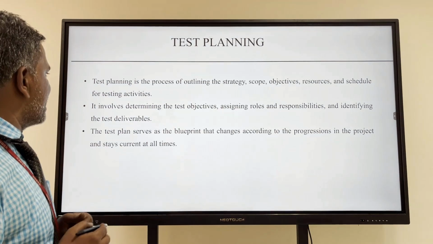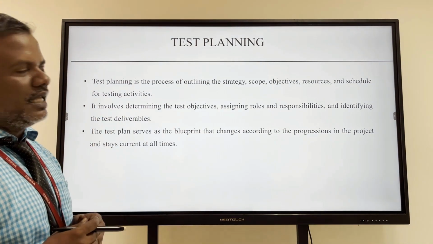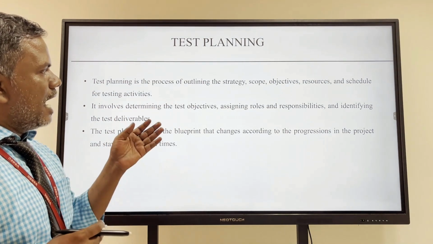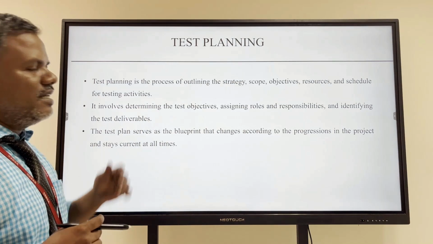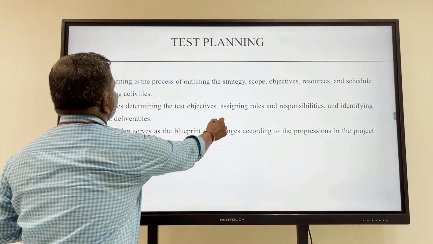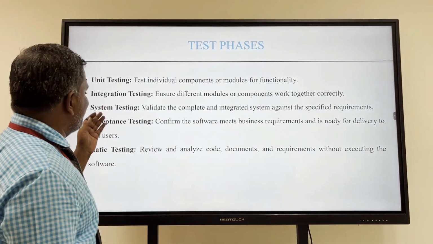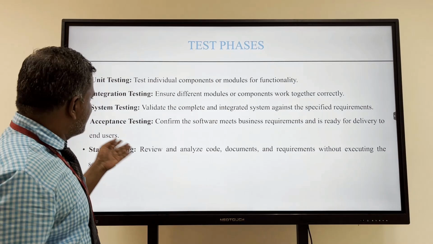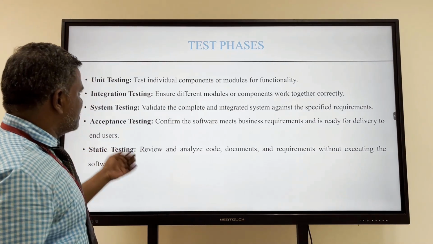Test planning. Test planning is the process of outlining the strategy, scope, objectives, resources, and schedule for the testing activities. It involves determining the test objectives, assigning the roles and responsibilities, and identifying the test deliverables. Test phases, different types of test phases: unit testing, integration testing, system testing, acceptance testing, and static testing.